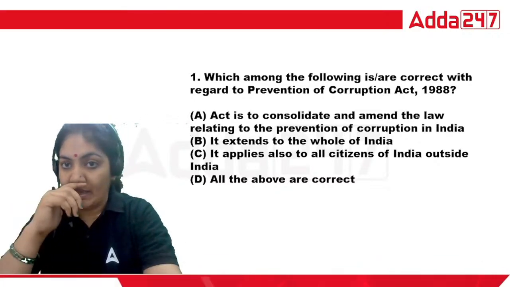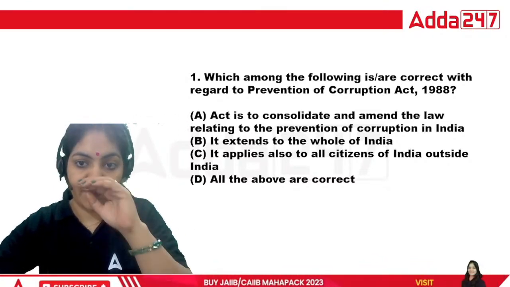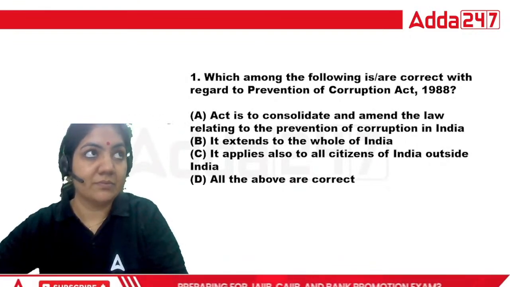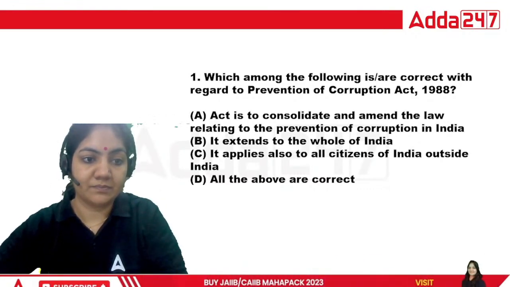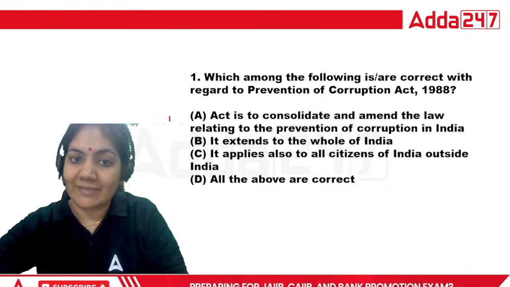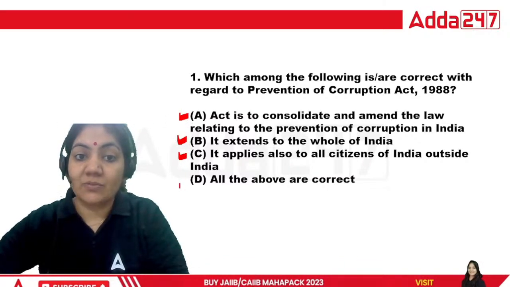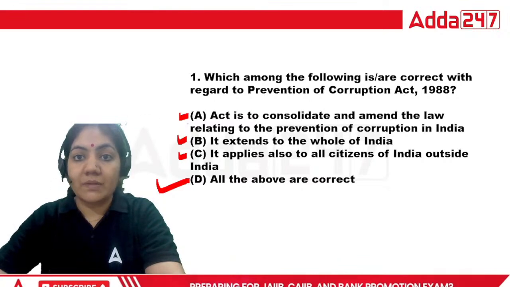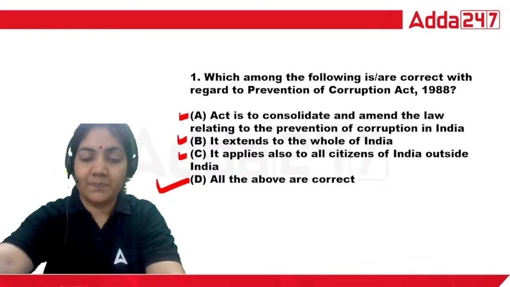What is correct with regard to the Prevention of Corruption Act? If I see the first option, the act is to consolidate and amend the law relating to this. Exactly right. It extends to the whole of India. Yes. It applies to all citizens outside India. Yes. So that's why D is the right answer for this question. All of the above points are correct regarding this one. So D is the right answer. Got it?